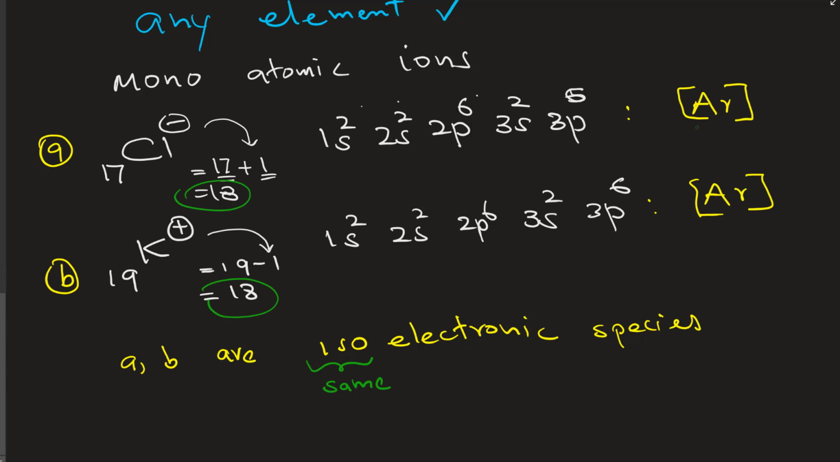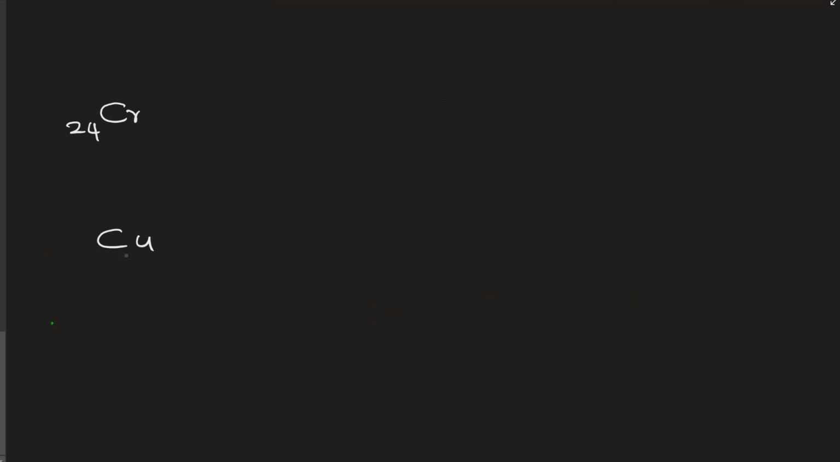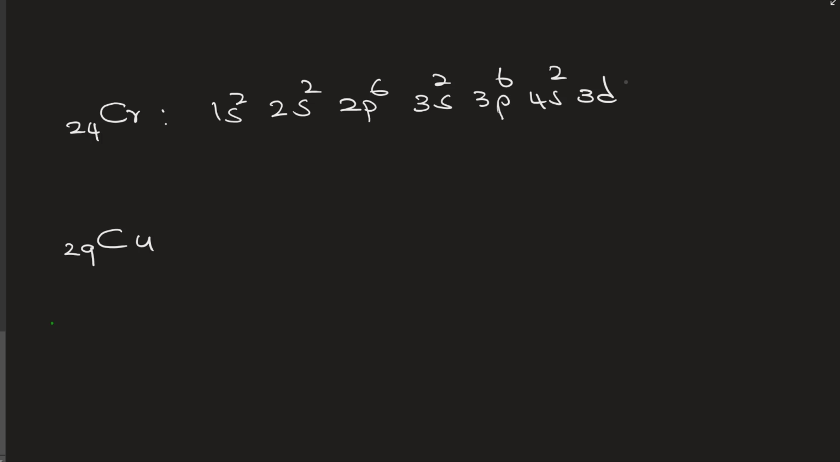Now, I'm going to talk about these two. These are special: chromium 24 and copper 29. So chromium 24: 1s2, 2s2, 2p6, 3s2, 3p6, 4s2, 3d4, right? Yes, because 10, 20, 24. So we need four more. Okay, 24. Now this is what we have been doing all the time, so we're just going to do the same thing. Let's see what happens. Now copper 29, you also write that way. So you have 10, 20, then you need 29, so 9 on the 3d.